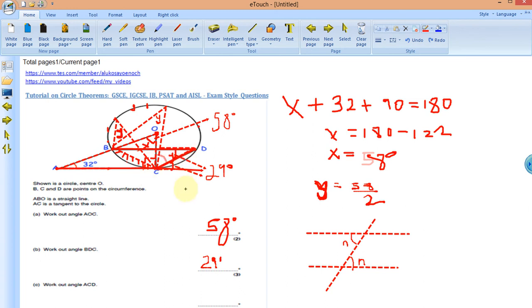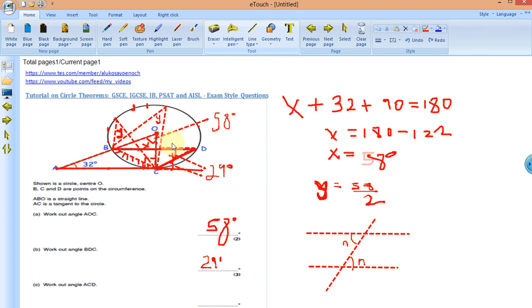Okay. So now, let me work with this again. Don't forget that portion there. Now don't forget that this is a tangent. Tangent to radius is 90. That is this radius. This OC is a radius.